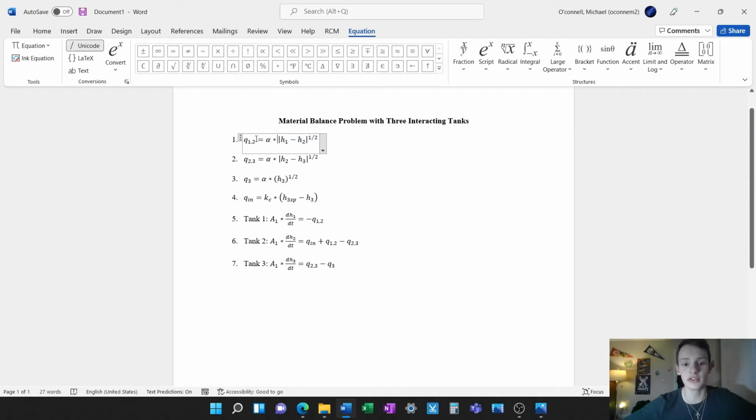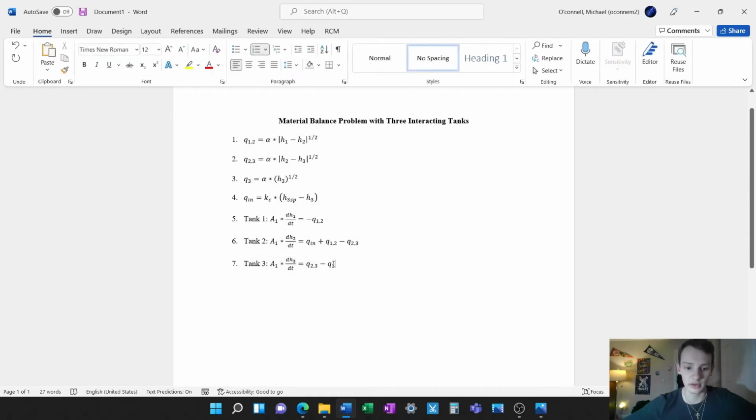That's not good, because all these sets of equations, all of this down here, especially the differentials, are based on Q12 being positive when we have flow from tank 1 into tank 2, and thus being negative when we have flow from tank 2 into tank 1, which means that we have to have a sign, right? We have to have a sign. Now, what is that sign going to be?